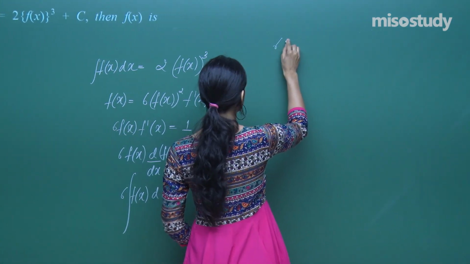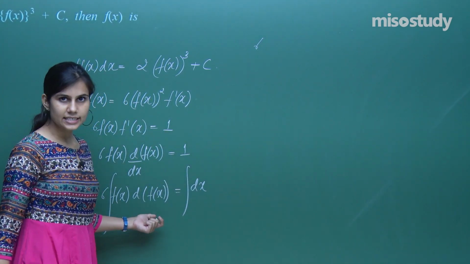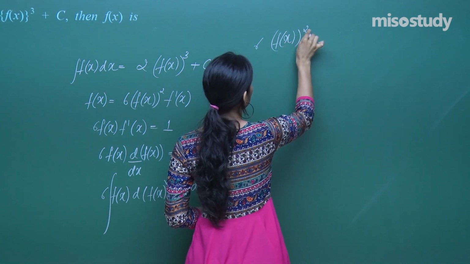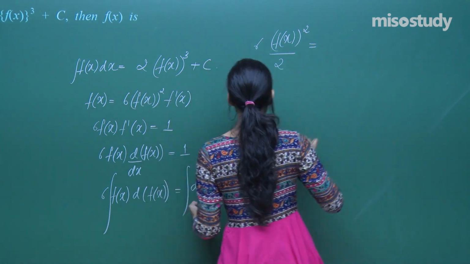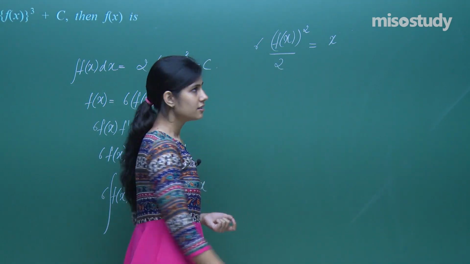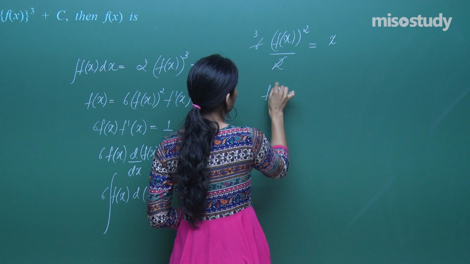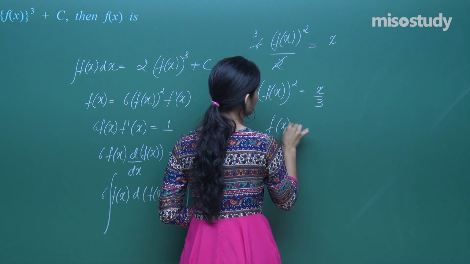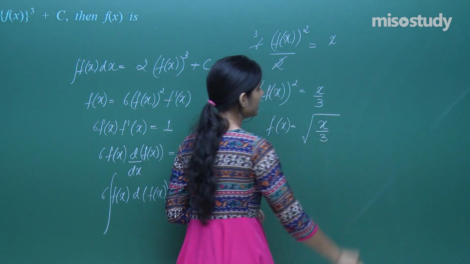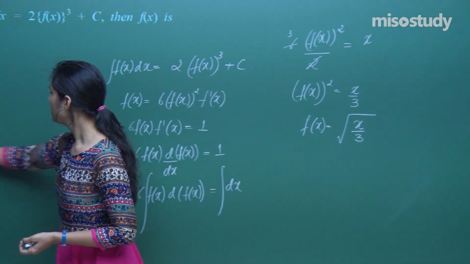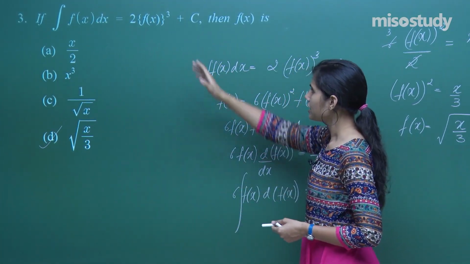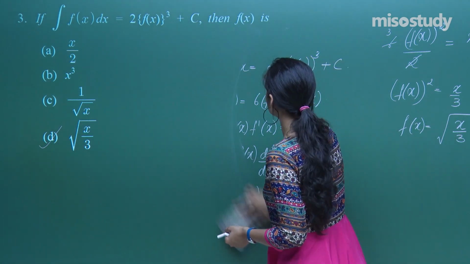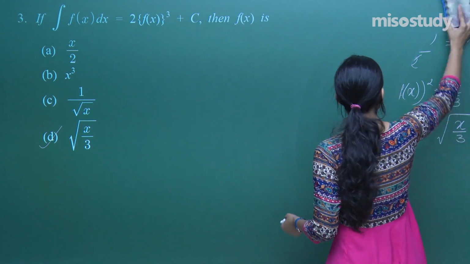You get 6. Integration of x dx is x square by 2. So here you get f(x) square by 2. And this is equal to x. You are left with f(x) whole square is x by 3. So f(x) you are having as under root x by 3. That is how you compute your f(x) when you have the information that integral f(x) dx is twice of f(x) whole cube. Now if I move towards the next question, let's see what that calls for.